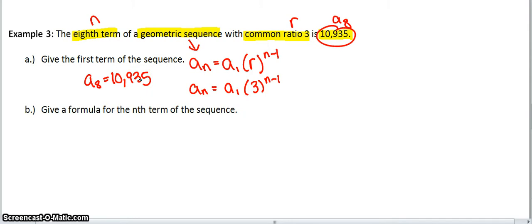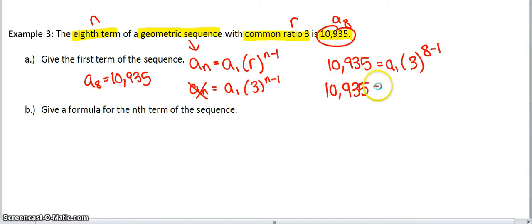Okay, you can use the fact that you know A8 to find A1. So let's call an A8 and plug that in. So 10,935 equals my first term times my ratio, which is 3, to the n minus 1. But if this is the eighth term, my n is 8. So I'll plug in 8 minus 1, and I can use this to solve for A1. So just to kind of clean that up, you can be doing this on your own while I go through this. I'd have 3 to the 7th.